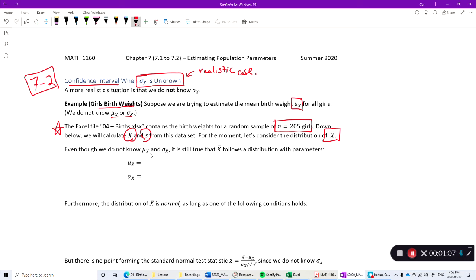Okay, so even though we don't know these parameters, it's still true that x bar follows a distribution with mu x bar is mu x, which is unknown. Sigma x bar is sigma x over the square root of n. It's also unknown. Furthermore, the distribution of x bar is normal as long as one of the following conditions holds. This is the central limit theorem. So as long as x is normal, which we don't know, or maybe it is, maybe it isn't, or the sample size is large enough, typically we say greater than or equal to 30.